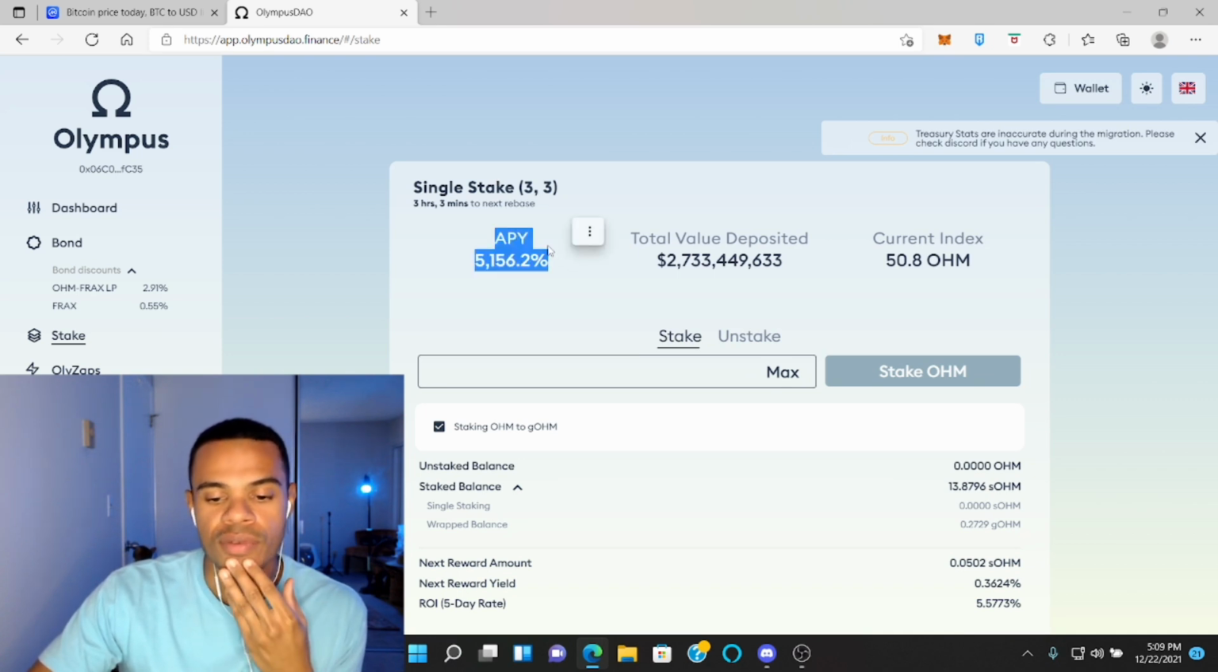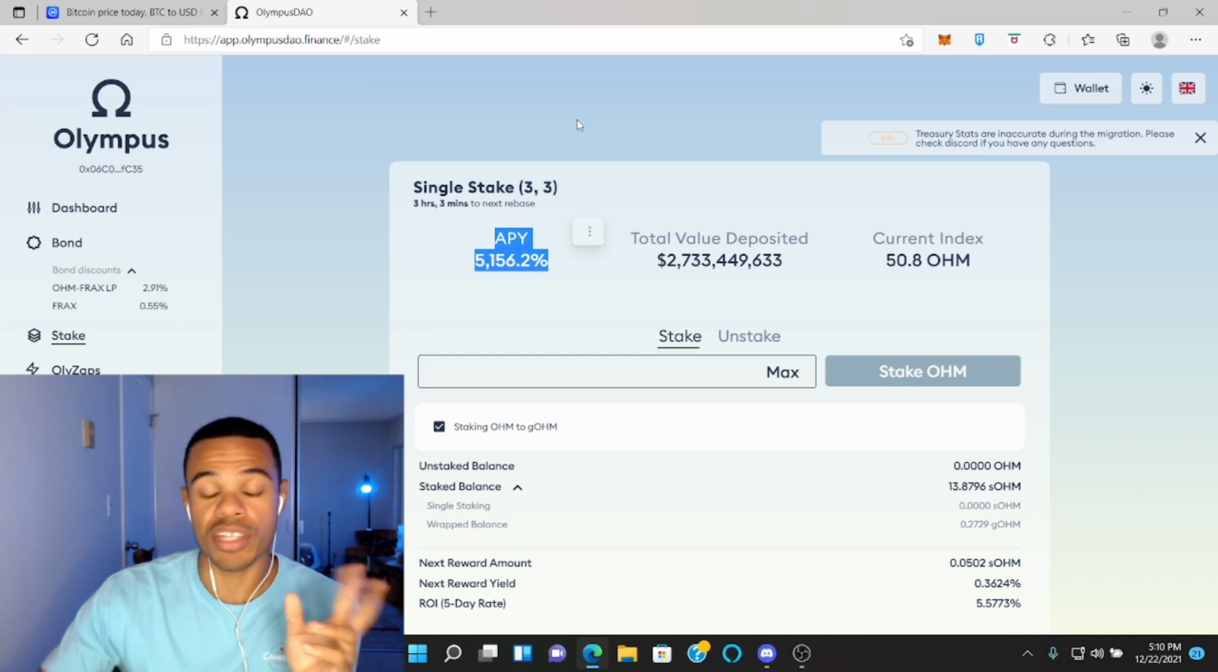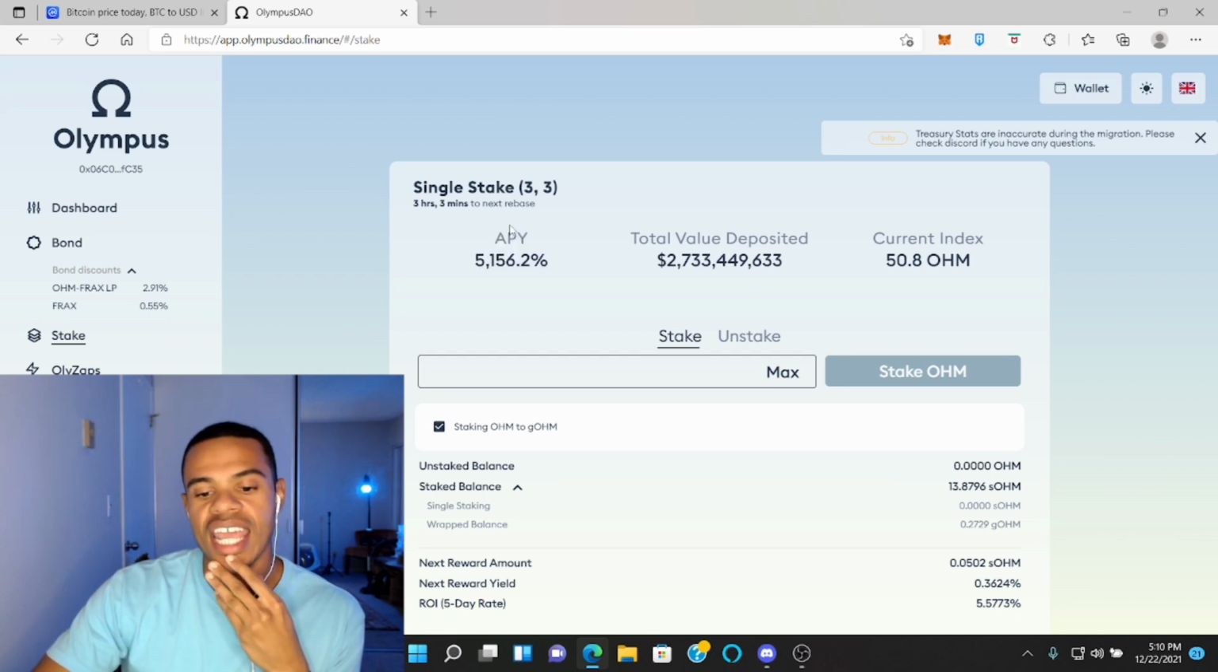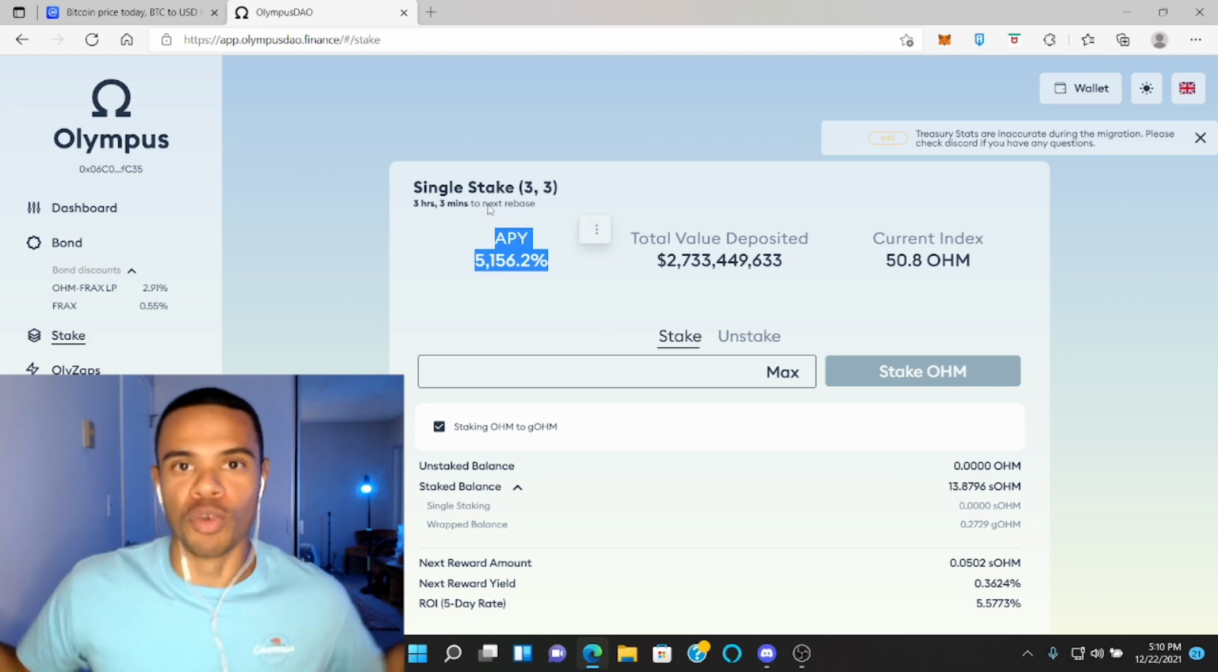Of course, again, like I said before, I'm gonna be doing this kind of experiment as long as the runway will allow, and the runway is the maximum amount of time that Olympus DAO is gonna be offering this insane APY until it drops down to about like 500 or 1,000, something like that, right? Which is still really good.